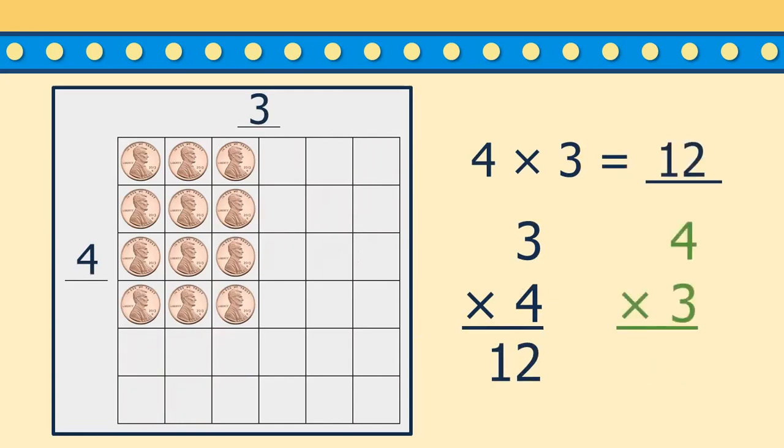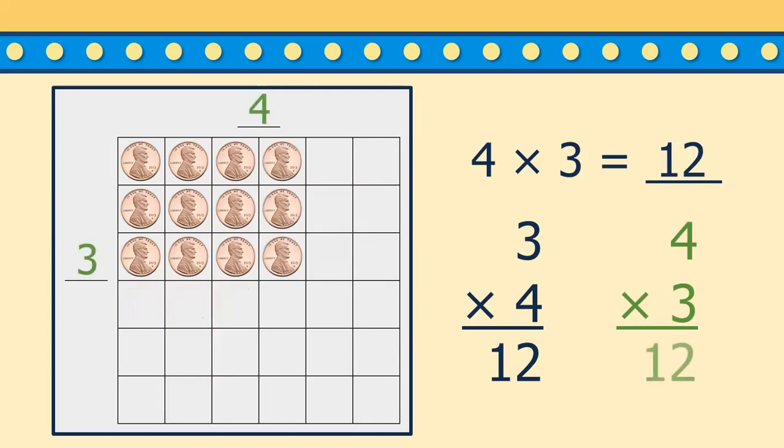Just like 4 times 3, if we were to switch our pennies around and put 3 up and down and 4 across, we would still get 12.